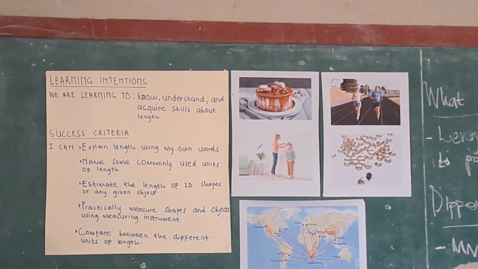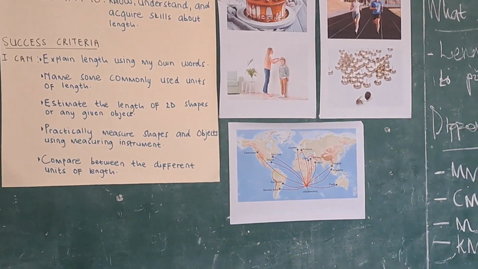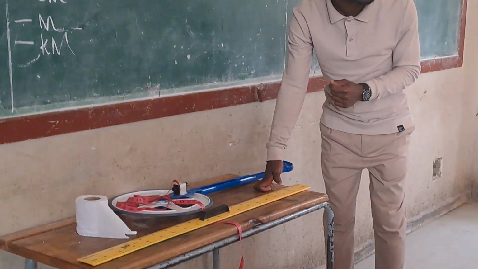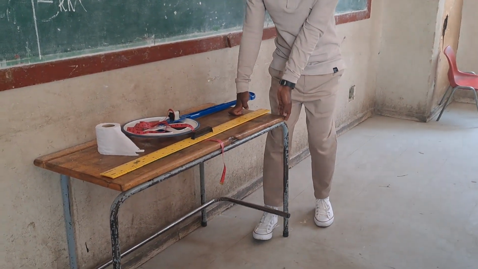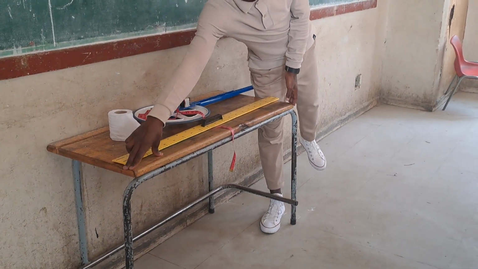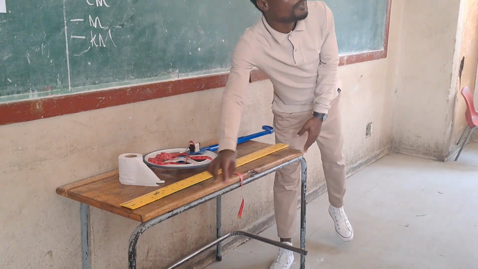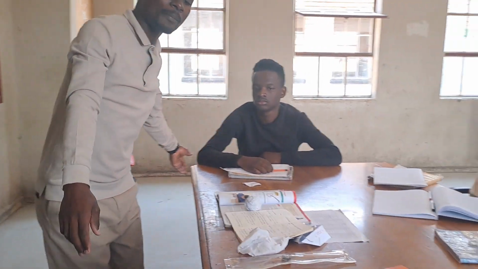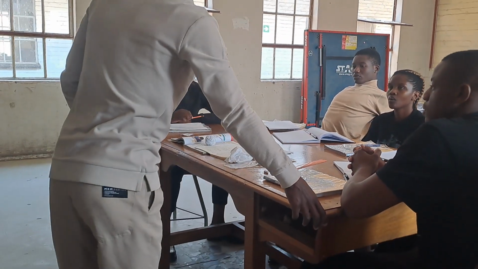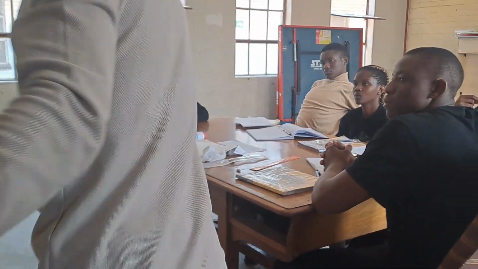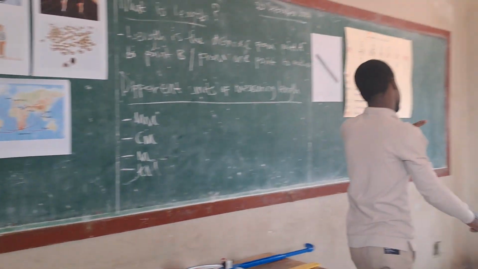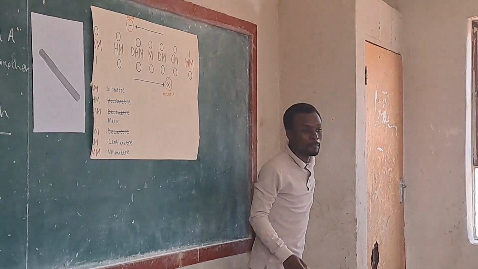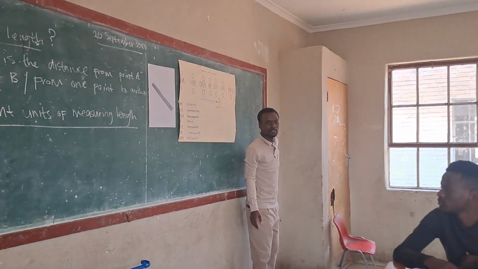Then practical measuring. So as I was saying, can we practically measure? Can we estimate the distance from this part of the table up to this point? 1 meter. It can be 1 meter. Then let's estimate the distance from this point up to this point. 2 meters. It can be 2 meters exact. Then let's estimate the distance from this point up to this point. 4 meters. It can be 4 meters.